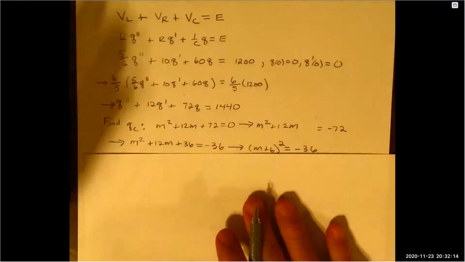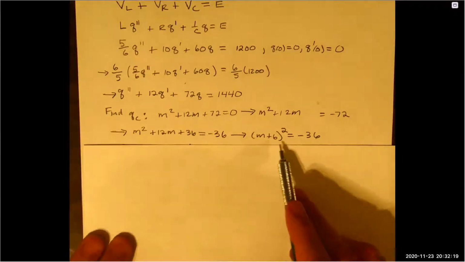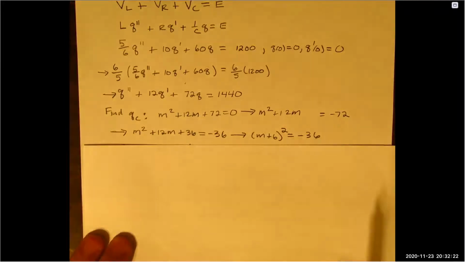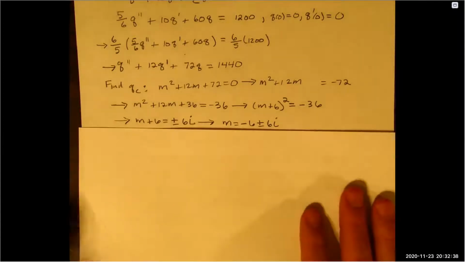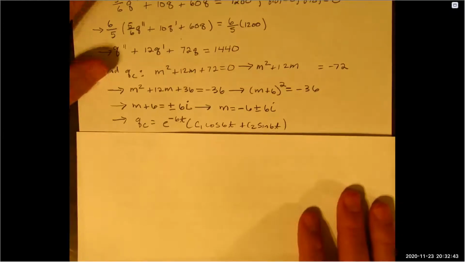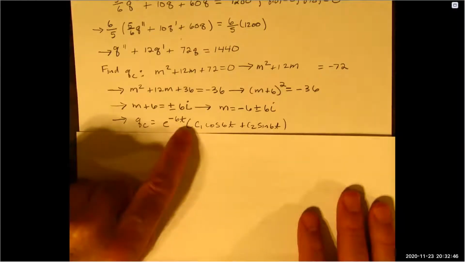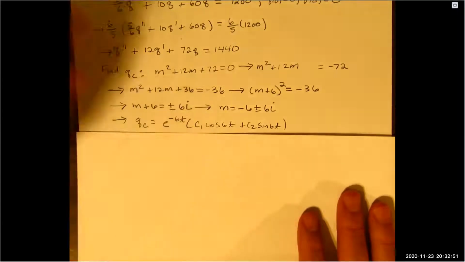And so what that gives me is m plus 6 quantity squared is equal to negative 36. Now rooting that, I'm going to have m plus 6 is equal to plus or minus 6i. And so subtracting 6, we get m is equal to negative 6 plus or minus 6i. And so what that tells me is that my complementary function, Q sub C, is going to be equal to e to the minus 6t times the quantity C1 cosine of 6t plus C2 sine of 6t.